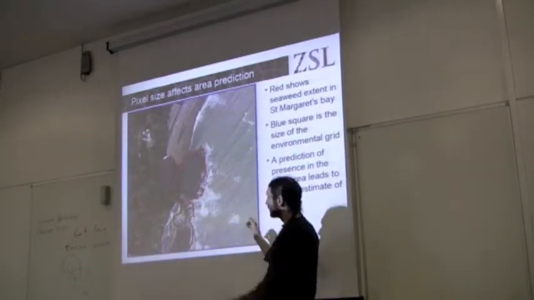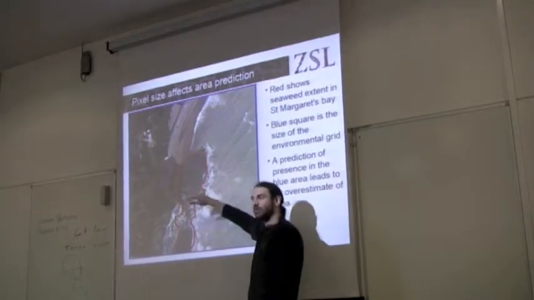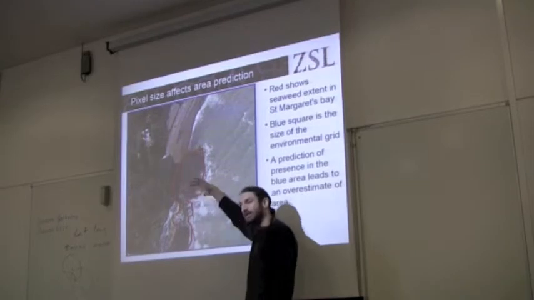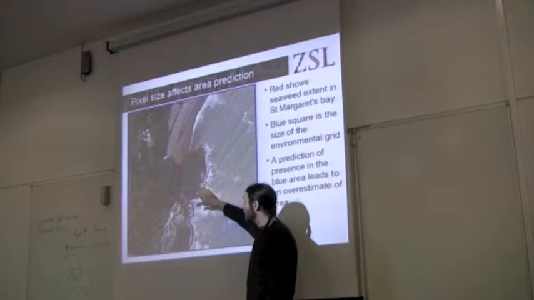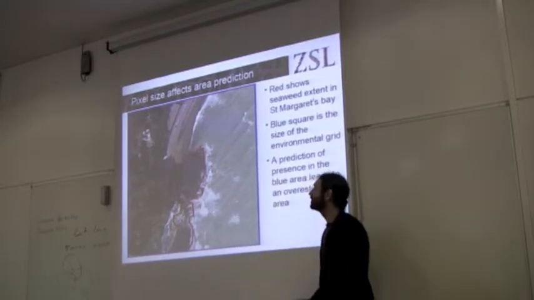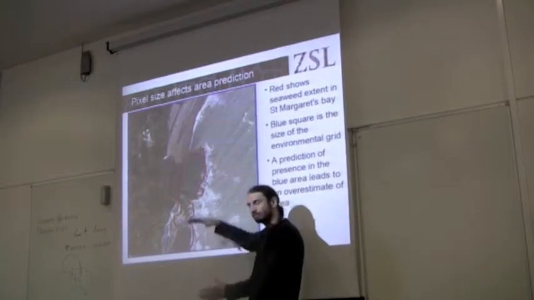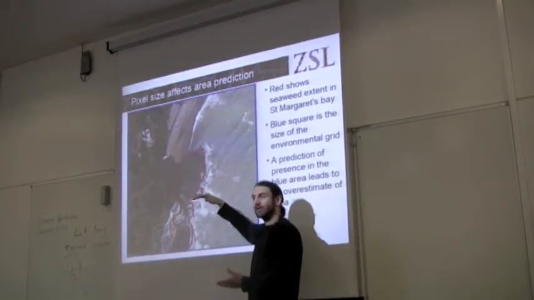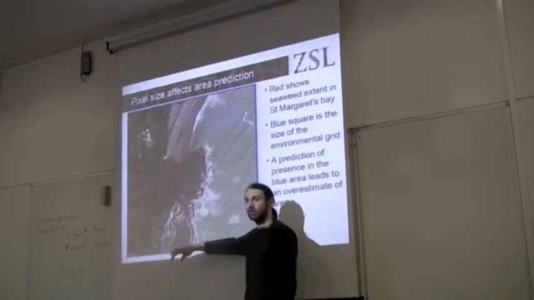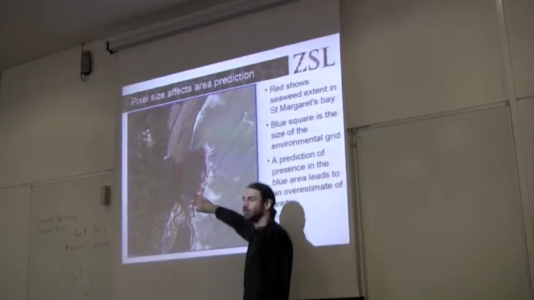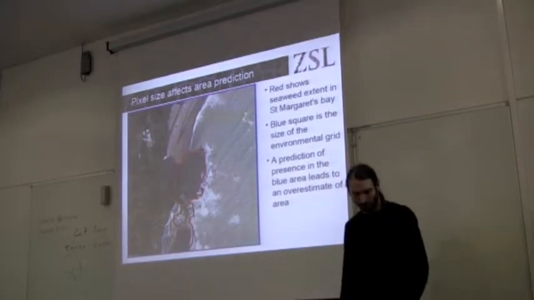Because when we're dealing with coarse grids, all we can say is that we're predicting presence, we're predicting absence, or we're predicting the probability of presence or the relative index for this pixel. And there are lots of studies that show that the coarser your grid, the more likely you are to inflate the area that you're predicting as present. So, keeping in mind this example, we can say that seaweeds are here, but obviously this doesn't represent the true area of the seaweed location.